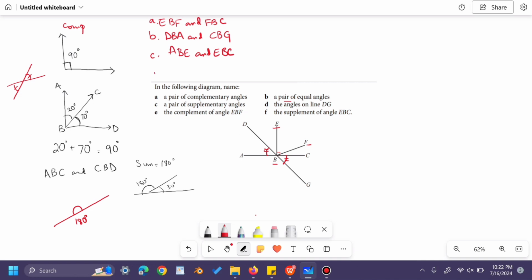Okay, let's look at D part. The angles on line DG. So DG line के ऊपर जितने angles हैं, you are going to state them. For example, हमारे पास multiple options हैं. हम कह सकते हैं DBE, let me highlight it with this color. Okay, DBE, and EBF, and FBC, and FCBG. So these are the four angles which are on line DG.